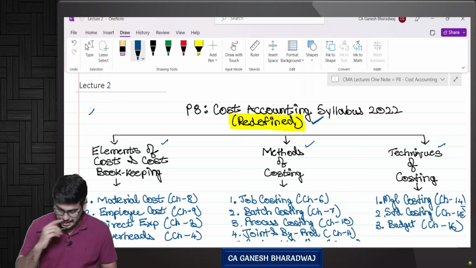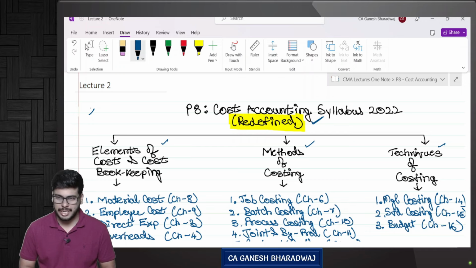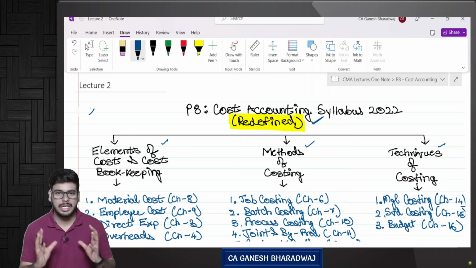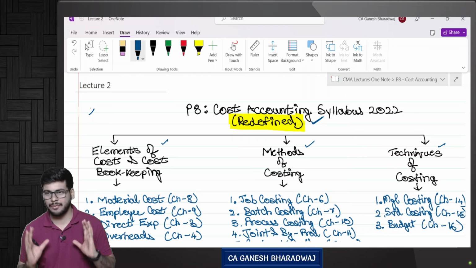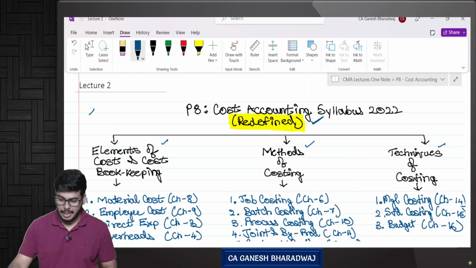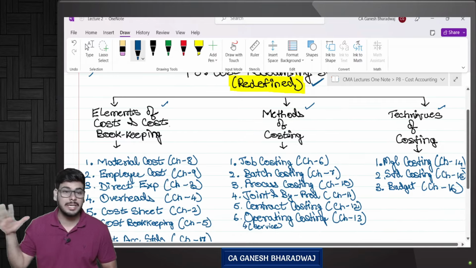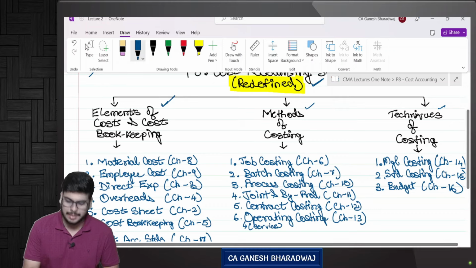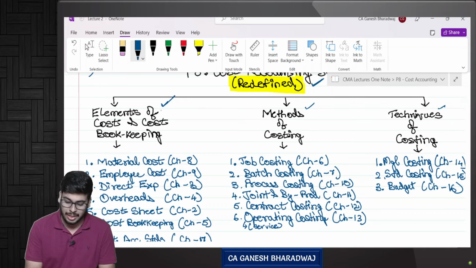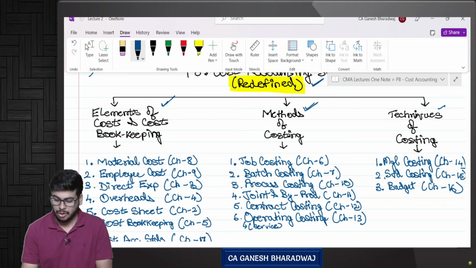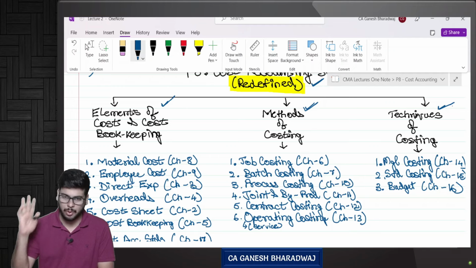Now let's get into the syllabus. I call this a syllabus redefined because I want to give you a different perspective on the same set of 18 chapters that we are going to look at. These 18 chapters can be classified into three buckets. The first, I call elements of cost and cost bookkeeping. The second, methods of costing. And the third, techniques of costing. Patiently listen, no need to write down anything. All these things will be provided to you.